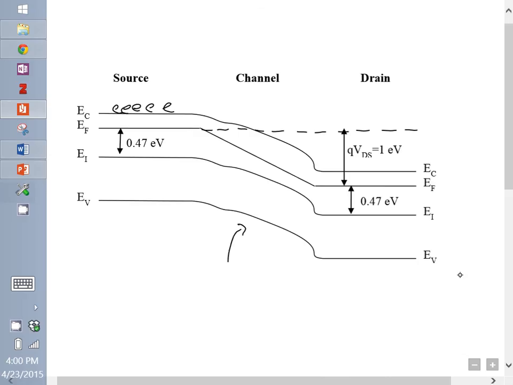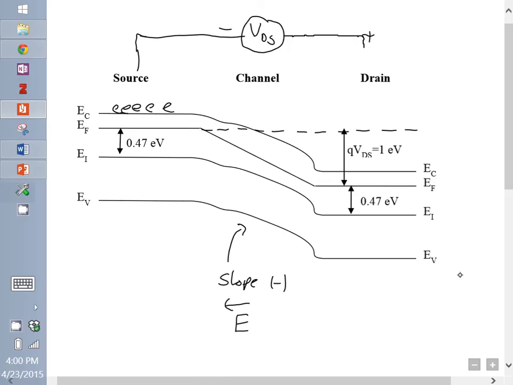So the slope is negative, right? It's going down. So that means the electric field, which way is the electric field pointed? Right to left. And this makes sense because remember we applied a voltage of VDS. So this is plus and this is minus. So the electric field is going from right to left. The slope is negative.